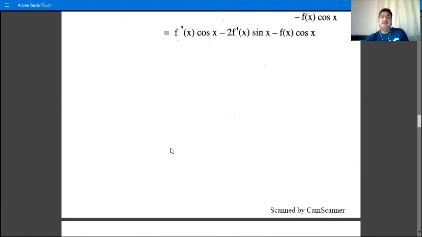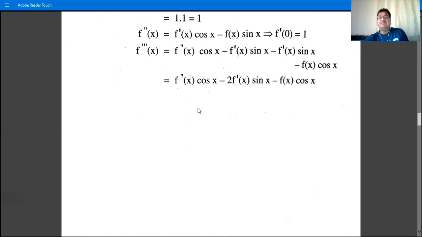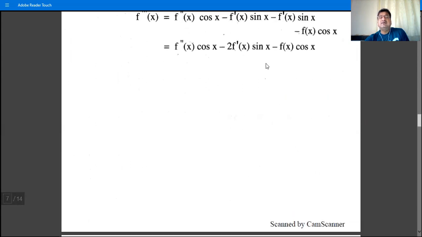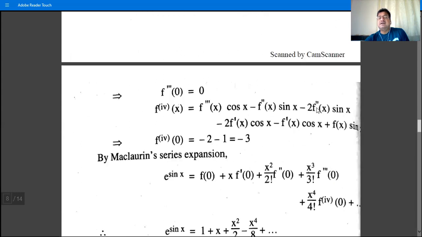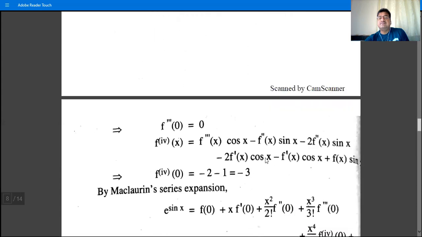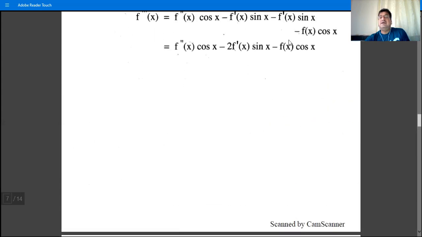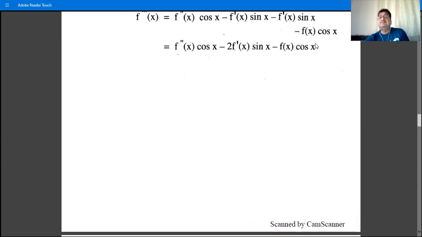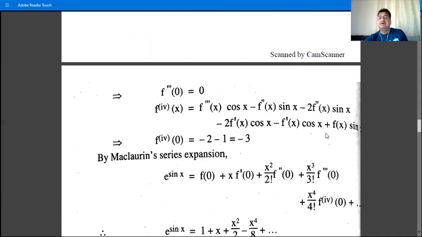Then the fourth order derivative. Again using the u into v rule, f triple dash x cos x, and f double dash x, the derivative of cos x is minus sin x. So minus f double dash x sin x. Again the u into v rule: 2 f double dash x sin x minus 2 f dash x sin x, whose derivative is cos x, minus again f dash x cos x, and minus f x sin x, the derivative of sin x is cos x, so minus plus sin x.